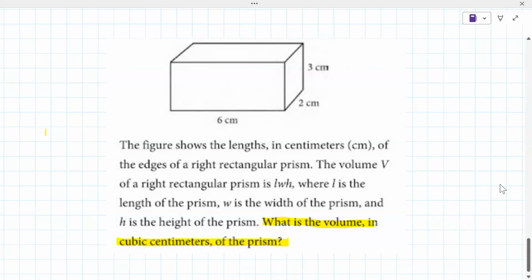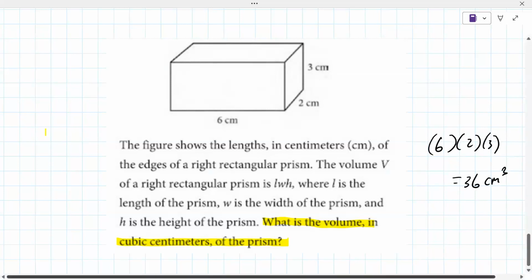I think so. Isn't it you just multiply them all? Yeah. So give me that. What is the product of those? Then that would be 36 centimeters. Wait, okay, so 6 times 2 times 3 is 36 centimeters cubed. Very good. Now let's read the rest of it.